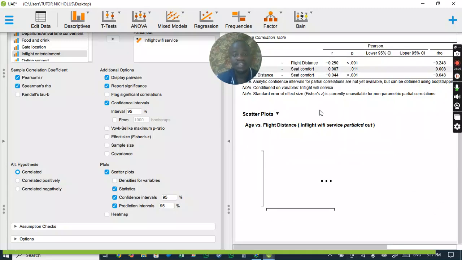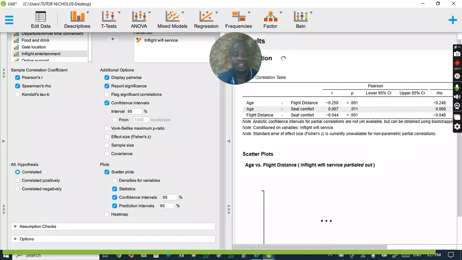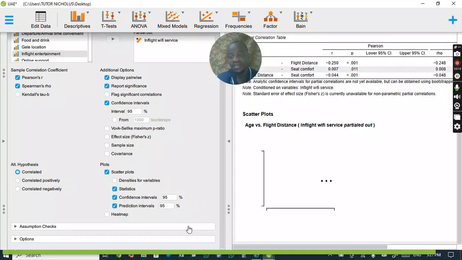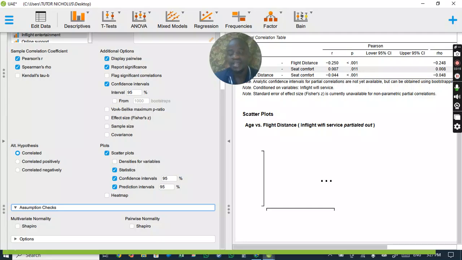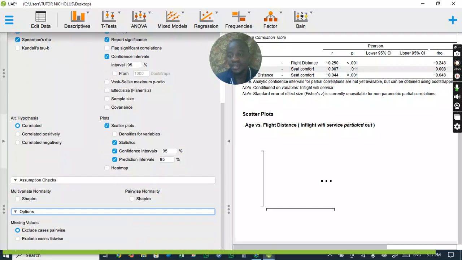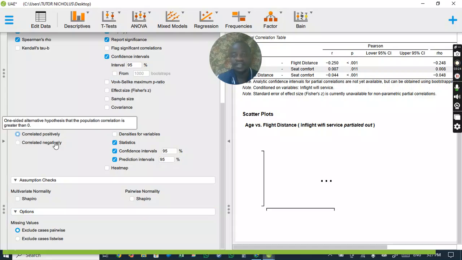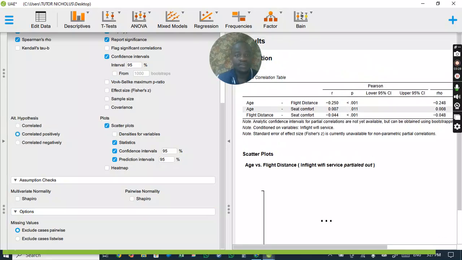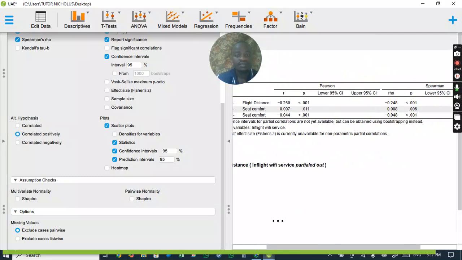Remember we have the scatter plots. Of course this is our scatter plot, and that's how it looks like. We have other options here. Let's try to check the positively correlated, if it is available here. As you can see, we have the R and we have the P value. We can also check the difference between the two.